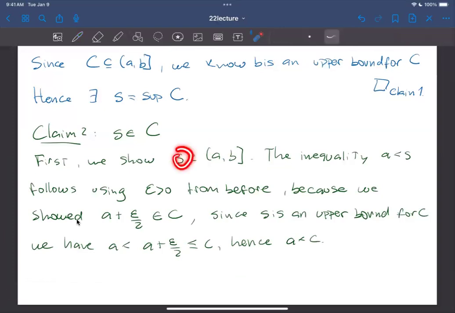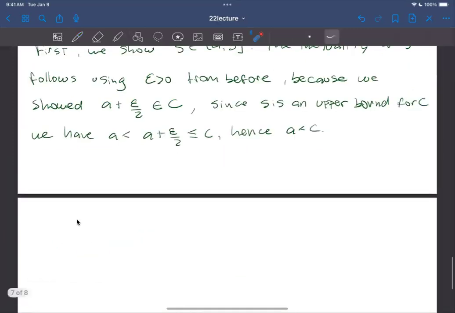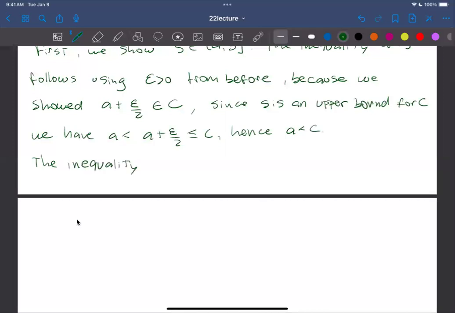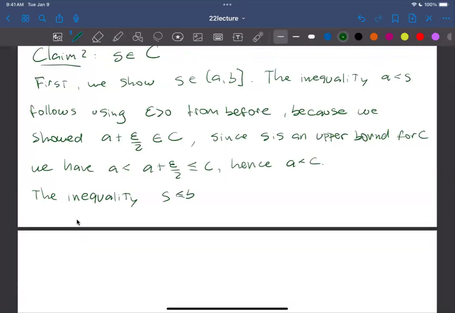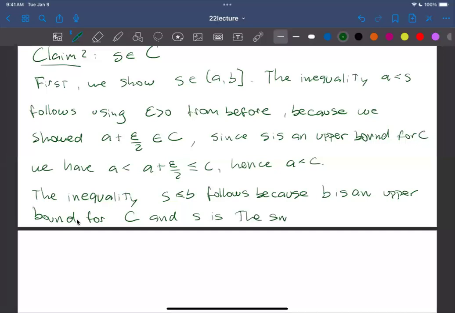We also need to show that S is smaller than or equal to B. So this other inequality, S smaller than or equal to B, to show that S lives here before B. This follows because B is an upper bound. That's what we said before. B is an upper bound for C. And S is the smallest upper bound. So that's all we need to say. Any questions?